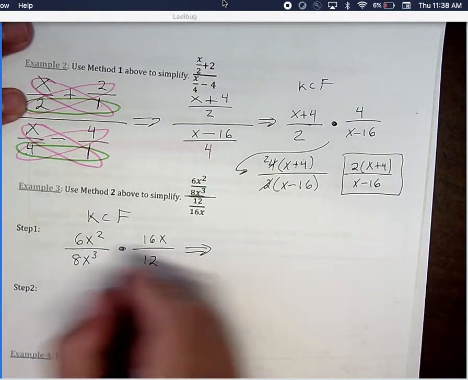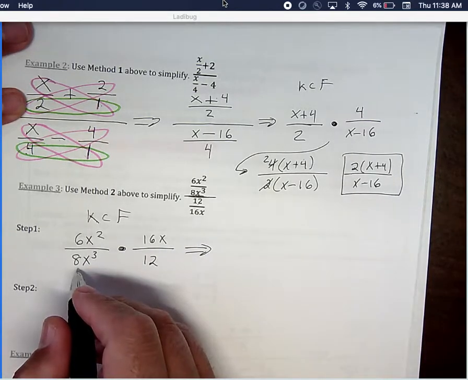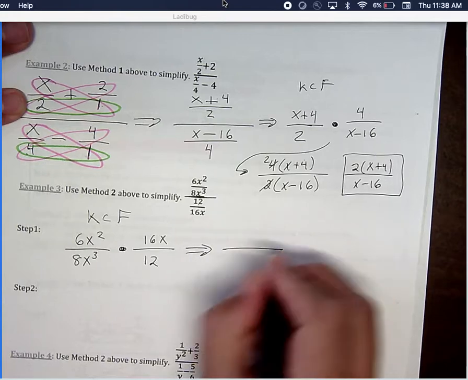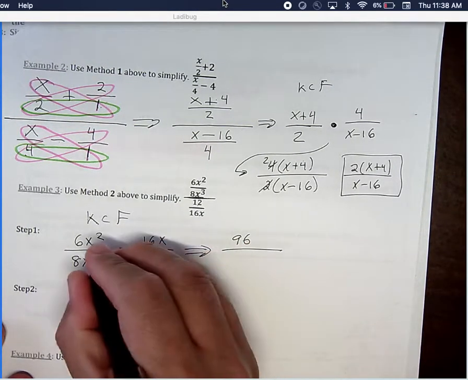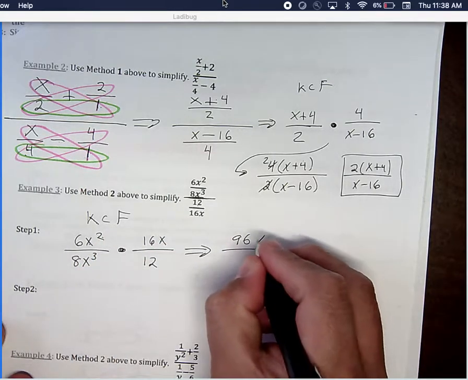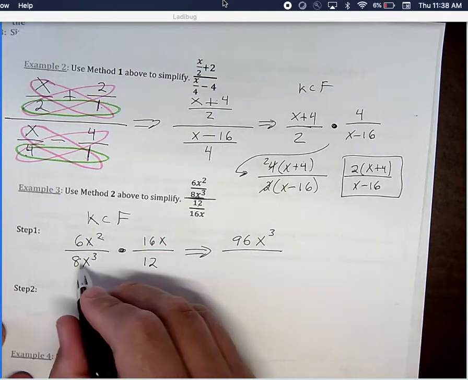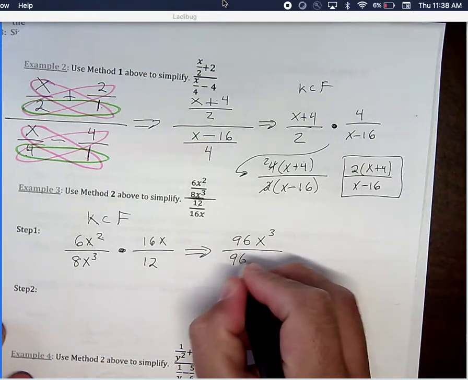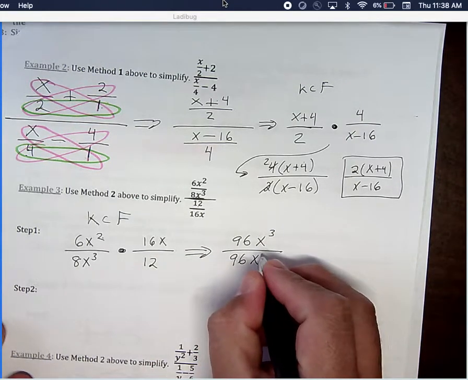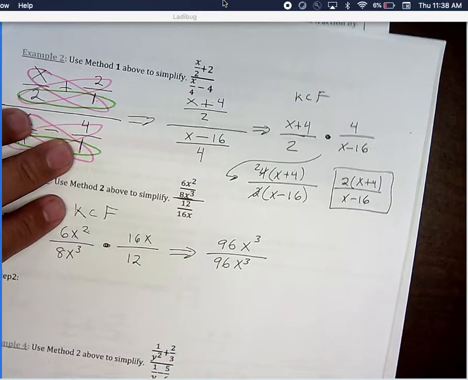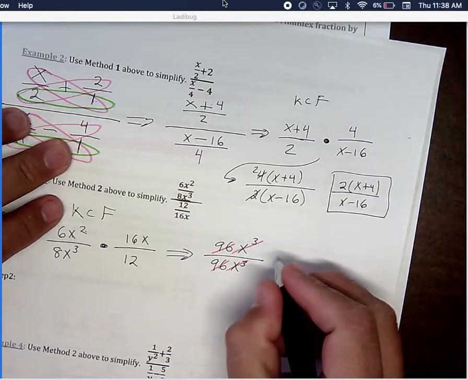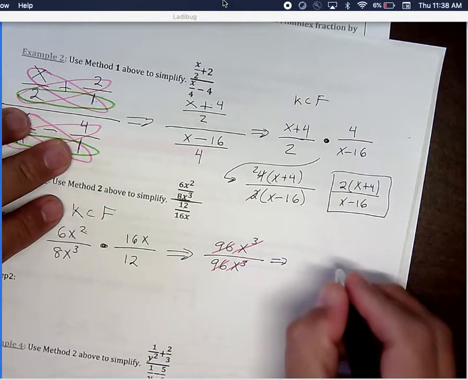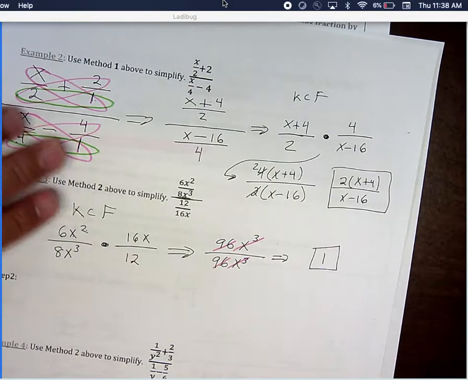And then I'm gonna multiply across, numerator times numerator and denominator times denominator. 6 times 16 gives you 96. x squared times x gives you x cubed. 8 times 12 gives you 96, and then you have the x cubed. And if you notice, everything becomes a 1, so they cancel. So the answer would just be 1 for this one.